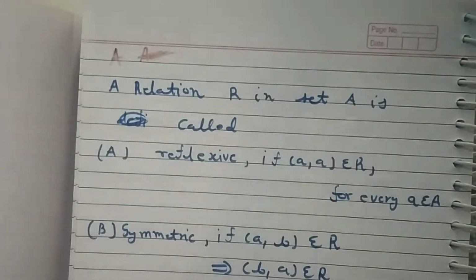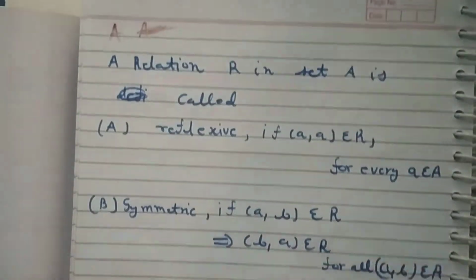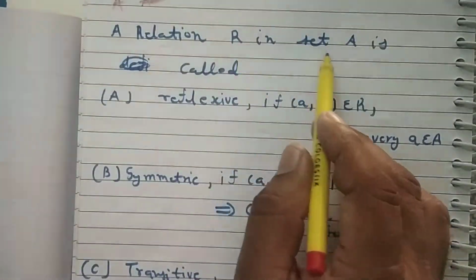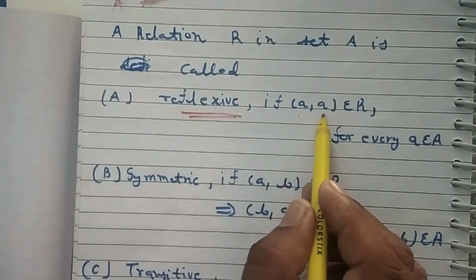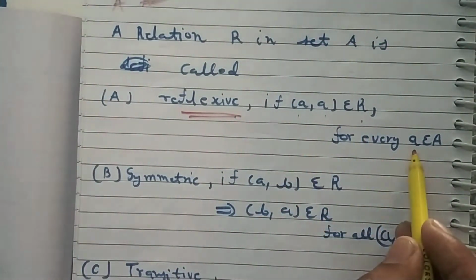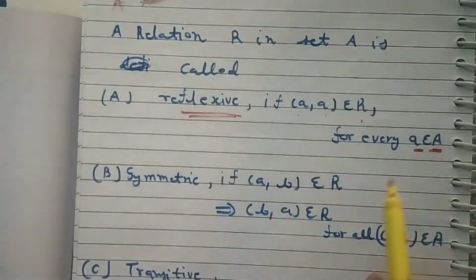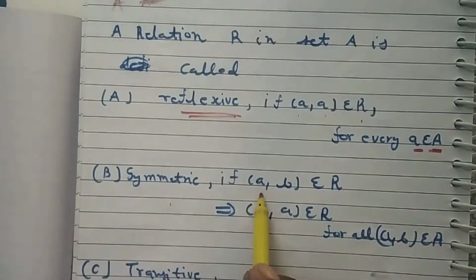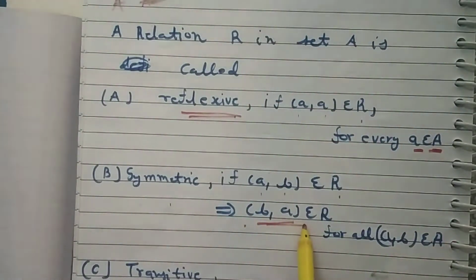Now we prove that this relation R is symmetric but neither reflexive nor transitive. What is reflexive, symmetric and transitive? We know that a relation R in set A is called reflexive if A comma A belongs to R for every A that is an element of set A. And what is symmetric? Symmetric is if A comma B belongs to R, then it implies B comma A belongs to R.